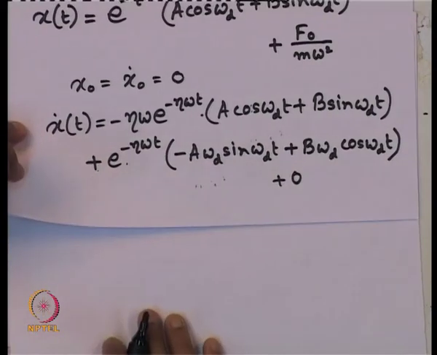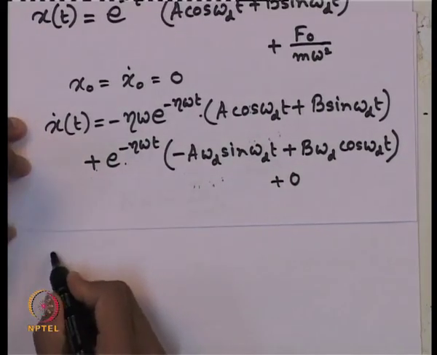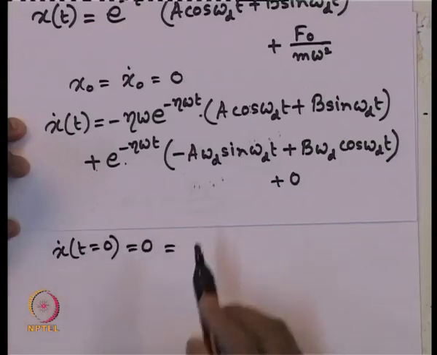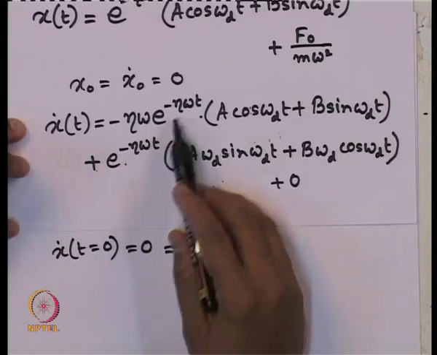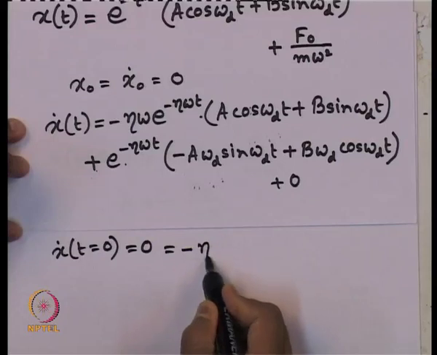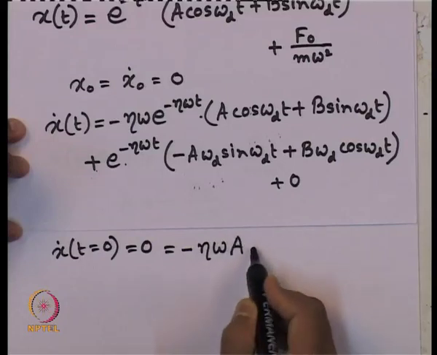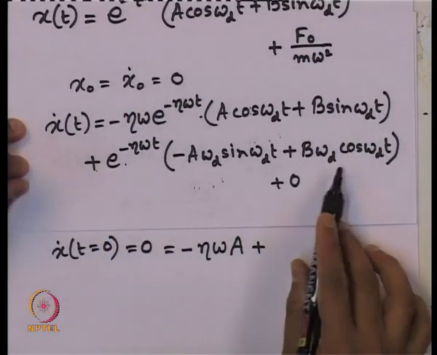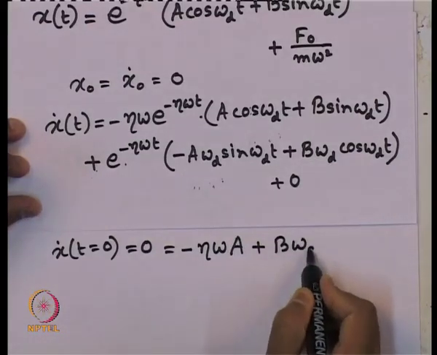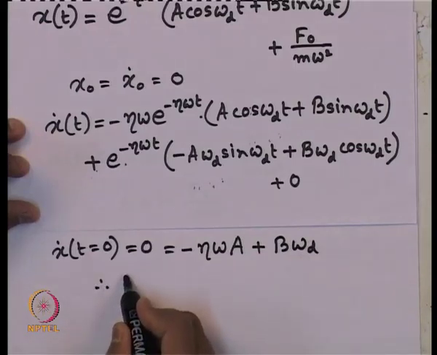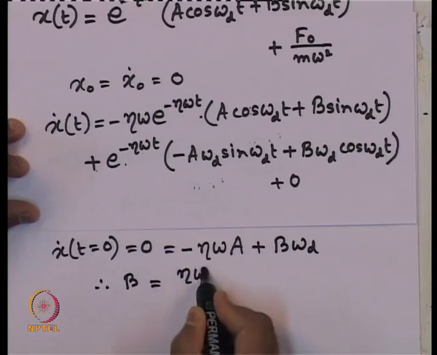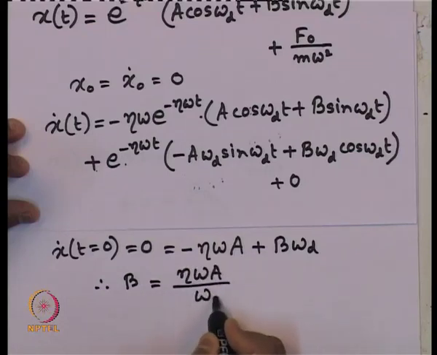Let me put it here, so that we can follow. Yes, x dot at t equals 0 is 0, given to us. By putting t equals 0, how much are we getting? Minus eta omega A plus, from this, how much are we getting? This remains, so b omega d. Therefore, b works out to be eta omega A by omega d.